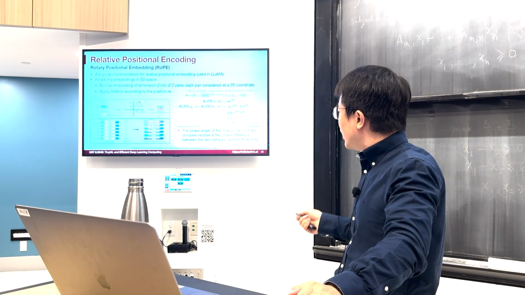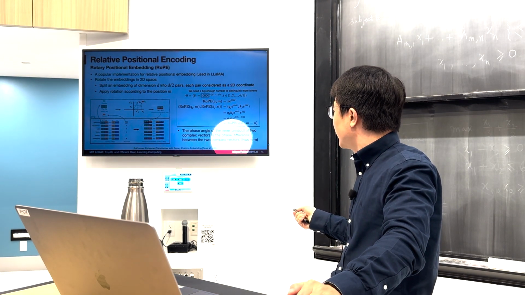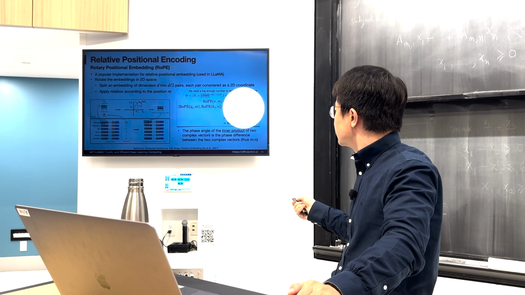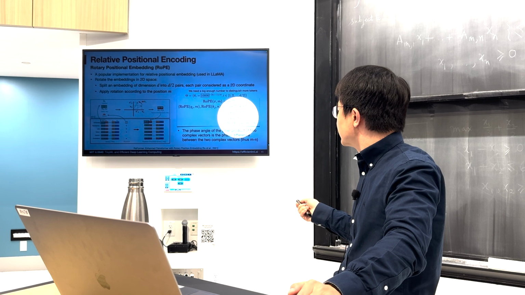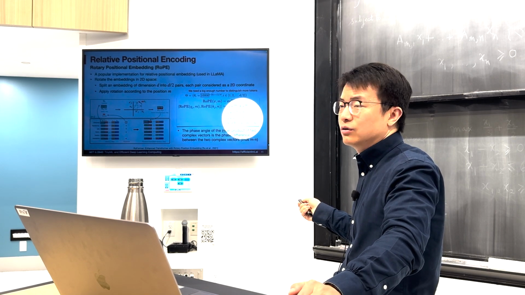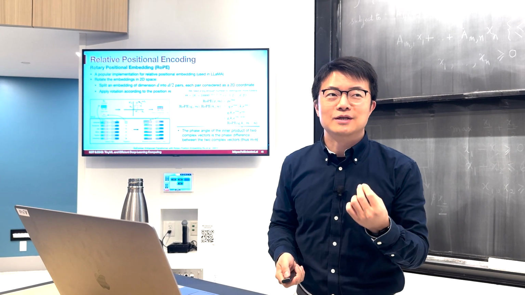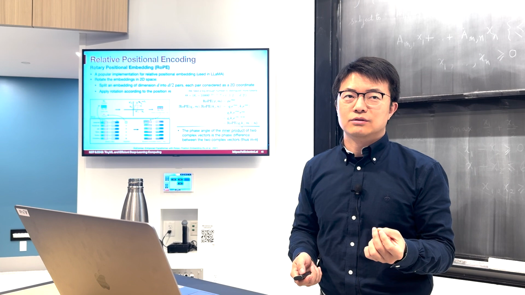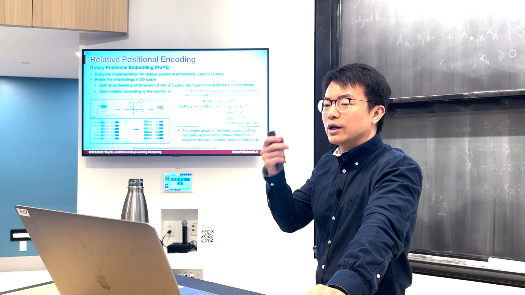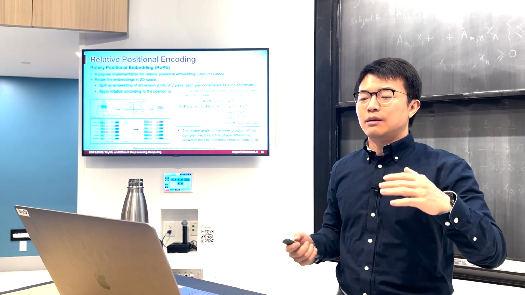The phase angle of the inner product of 2 complex numbers is basically the phase difference between these 2 complex vectors. So if you multiply Q and K together, the phase value would be the difference between the phase value of Q and the phase value of K. That's why here we have m minus n. So m minus n is basically the relative position. That's why we call it a relative positional encoding. It only depends on the difference between m and n, the token numbers of Q and K.